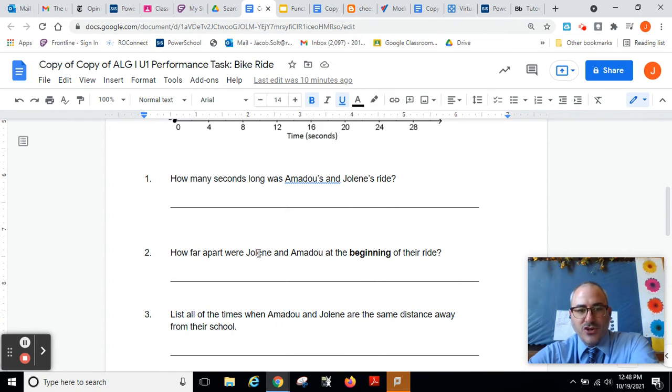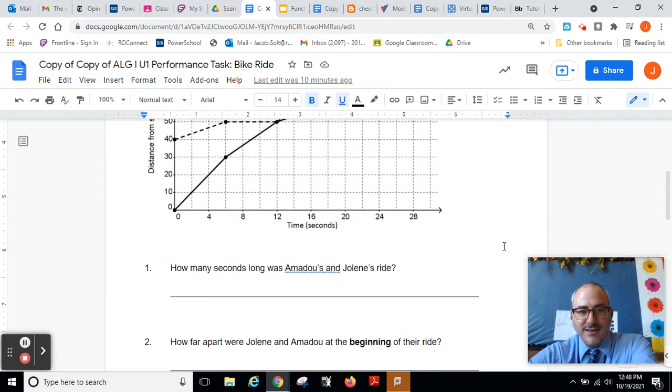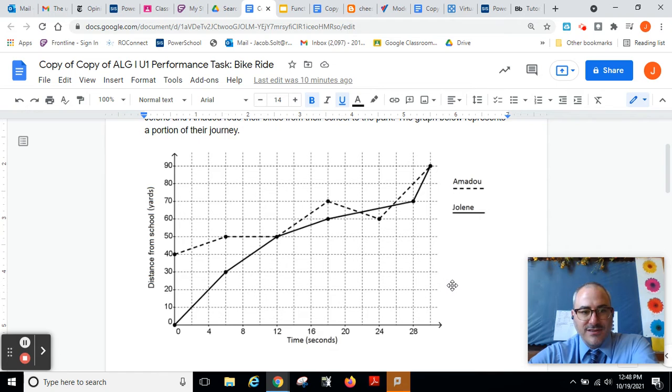How far apart were Jolene and Amadou at the beginning of their ride? How far apart were they at the beginning of their ride? So take a look. How far apart were they? Maybe you want to pause.